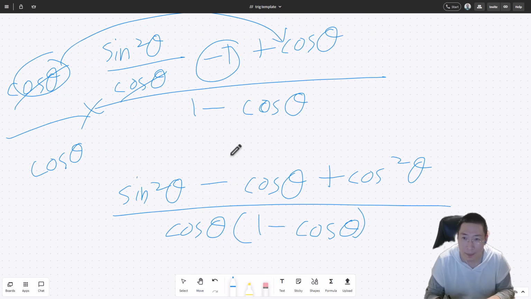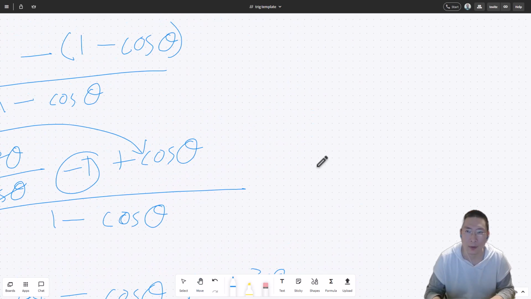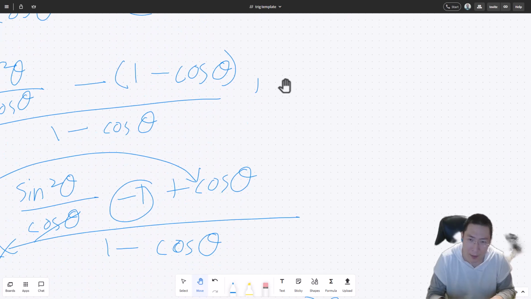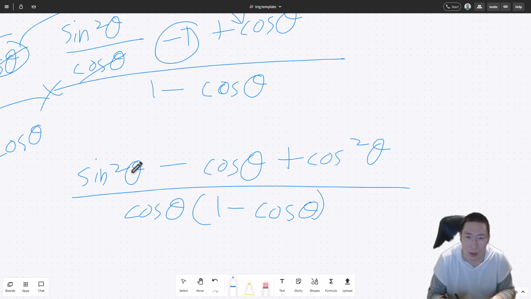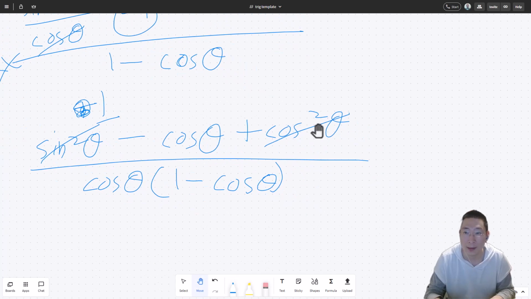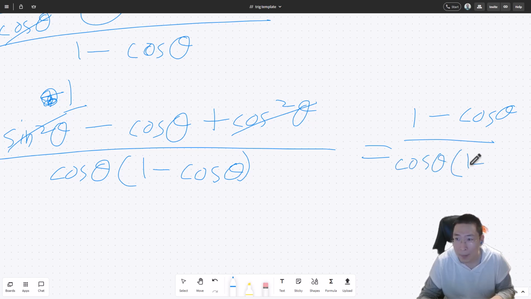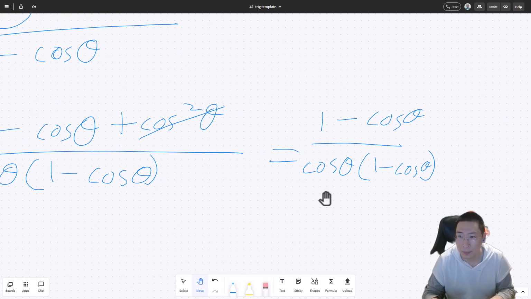And the next step, this is a critical step here. Remember this, go back here. As you can see, we have sine squared theta plus cosine squared theta is equal to 1. This one right here. So if we take a look down here, we have sine squared plus cosine squared, right? So that becomes 1. So sine squared plus cosine squared equals positive 1. So we have positive 1 here. So the numerator is 1 minus cosine theta. At the bottom here, we just copy and paste it here: 1 minus cosine theta. And what do you know?